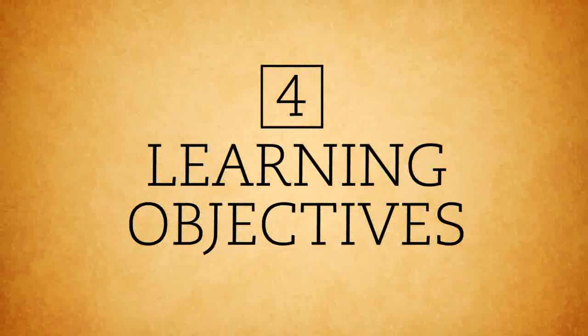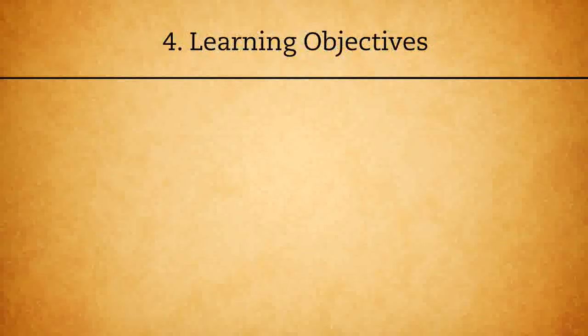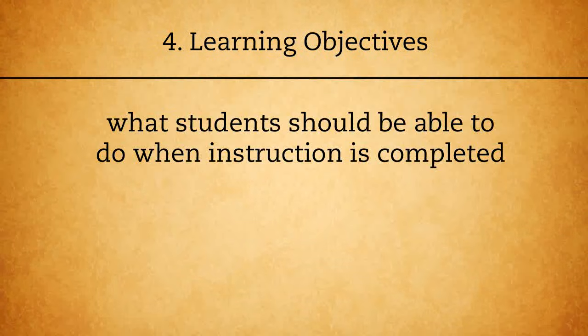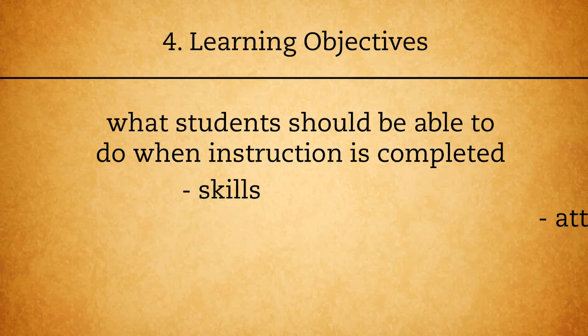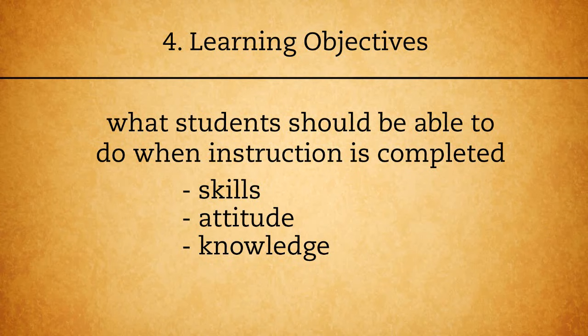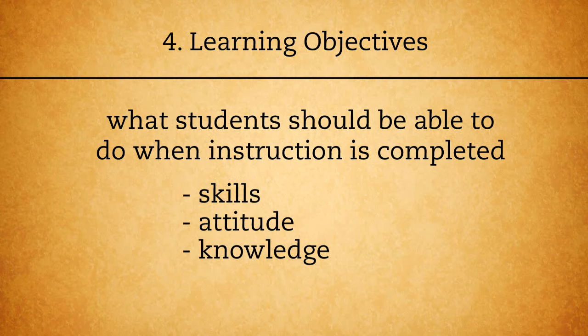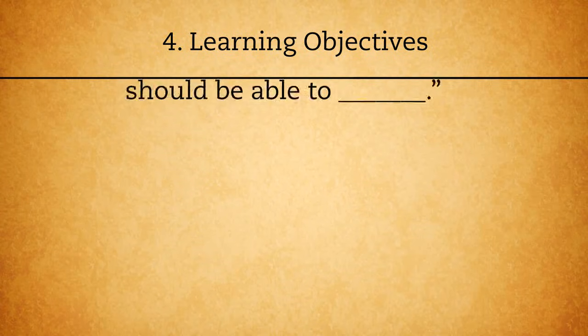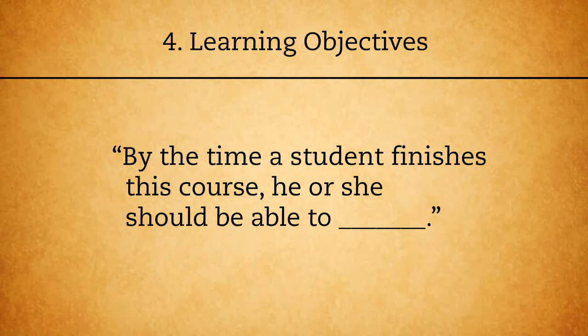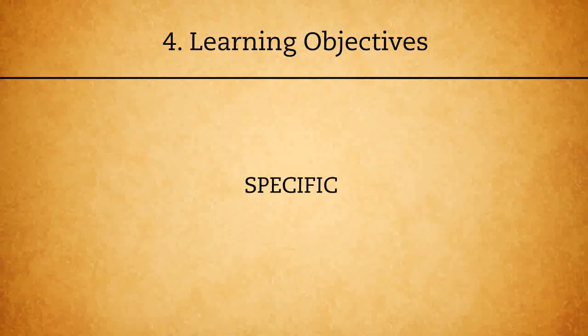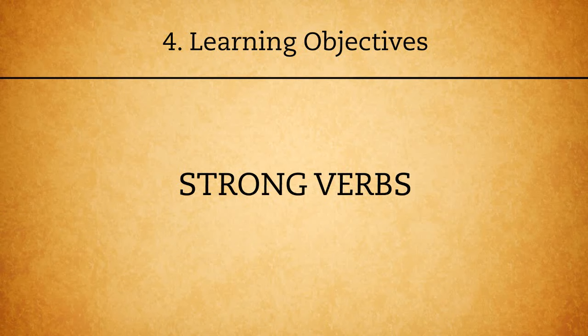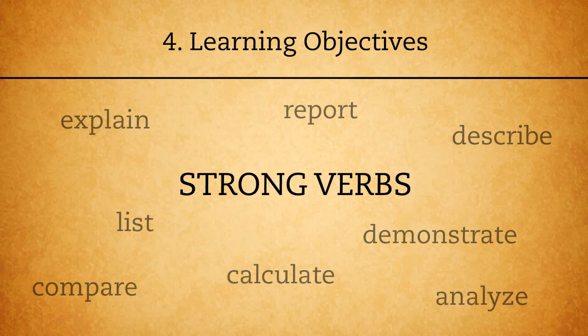Step 4 is creating learning objectives. Learning objectives are what students should be able to do when instruction is completed. They are usually in the form of skills, attitude, or knowledge. A good way to write a learning objective is to fill in the following sentence. By the time a student finishes this course, he or she should be able to blank. This is another time when we have to be very specific and use strong verbs that specifically define student performance.